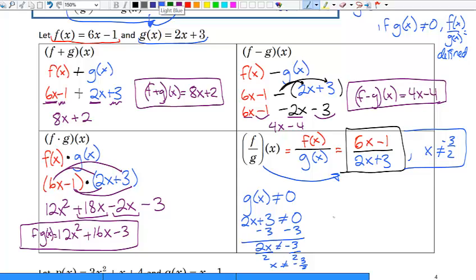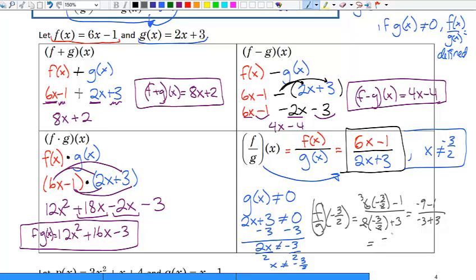Just for a little bit of clarification, if I were to plug in negative 3 halves, so if I did f over g of negative 3 halves here, I would get 6 times negative 3 halves minus 1 over 2 times negative 3 halves plus 3. So the 2's divide in the bottom and I get negative 3 plus 3. In the top, I'm going to reduce that and I get negative 9 minus 1, which gets me negative 10 over 0. Okay, that's a problem right there. We are not allowed to have 0.